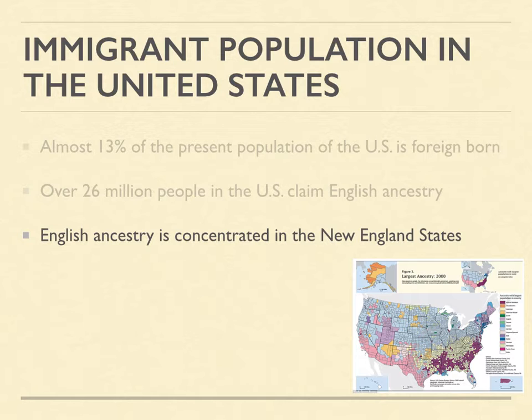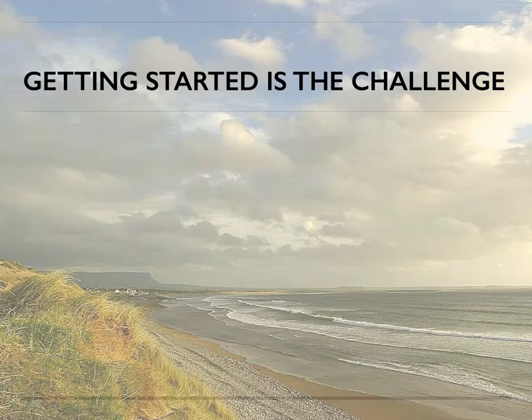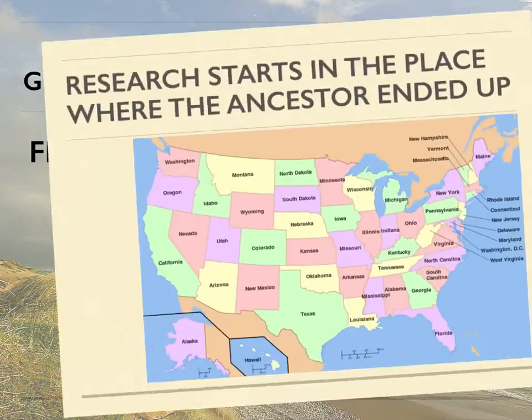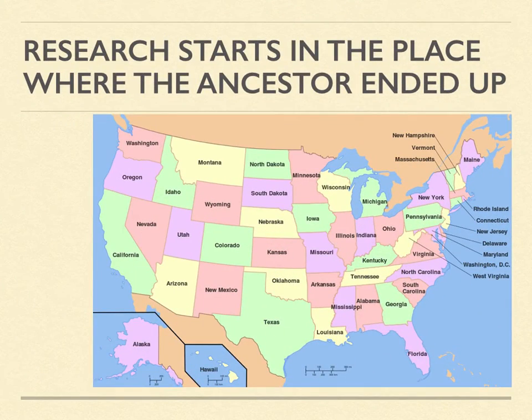If your ancestors came from New England, there's a very good chance that one or more of your ancestral lines came originally from England. With any immigrant ancestral issue, getting started is the challenge. The first thing you need to understand is that you have to get across the ocean. But research starts in the place where your ancestor ended up.